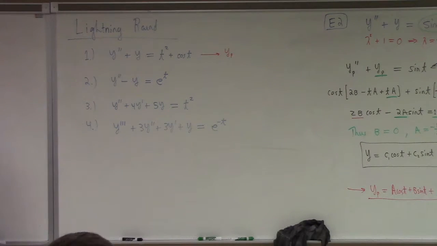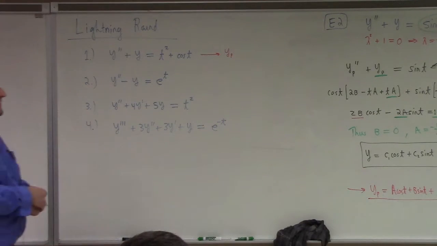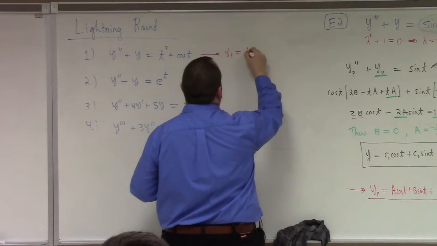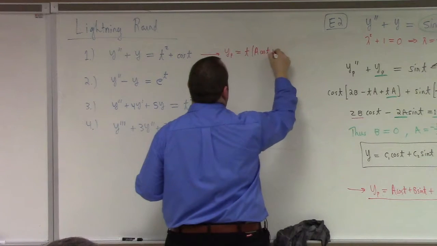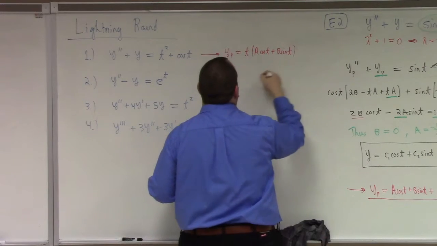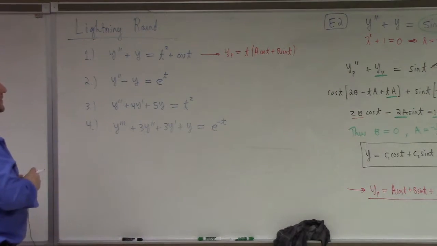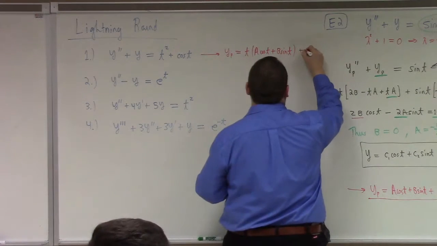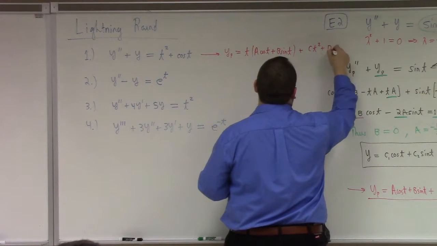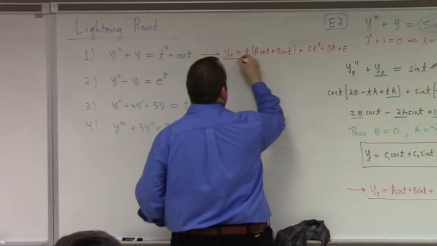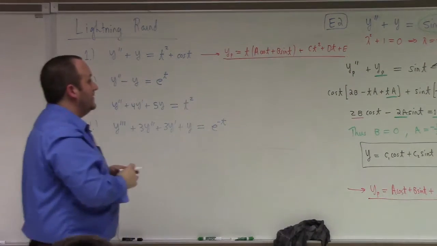For this one, I can see that the homogeneous solution is sine and cosine of t, because lambda equals plus or minus i. So that cosine overlaps. I'll take care of that first. I would do t times (a cosine t plus b sine t) to take care of the overlap. And the t squared, there's no overlap there, so I can just do ct squared plus dt plus e, and that'll do it. I can make that my particular solution. That should work.